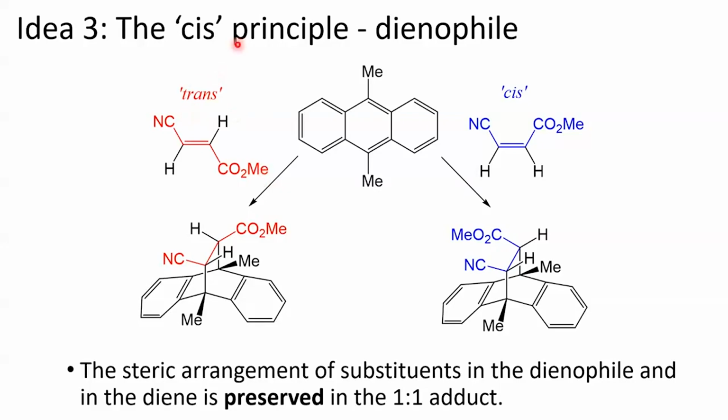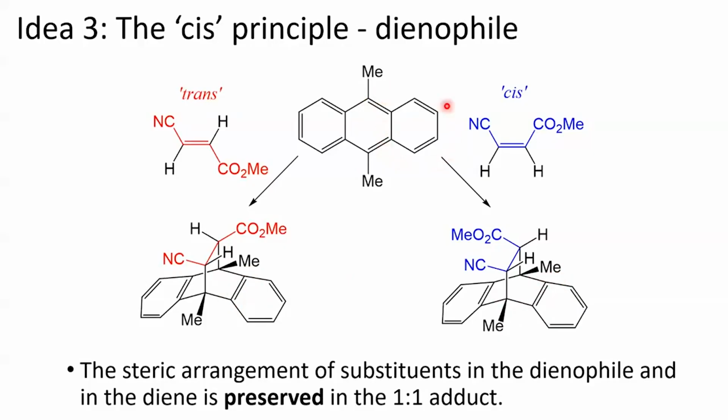The last idea to talk about is the cis principle involving either the dienophile or the diene. So here we have 2 dienophiles, and they are going to react with our diene. This is actually quite an interesting diene in that when this central diene reacts, the new double bond that is formed by the reaction is going to be situated in this position shown here.